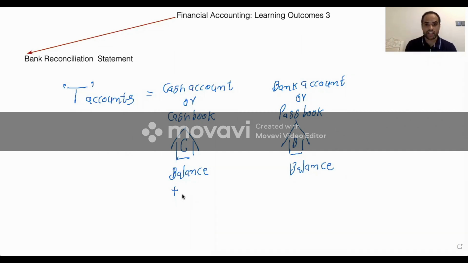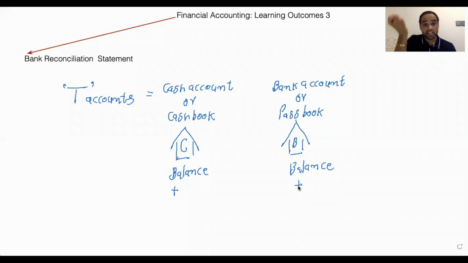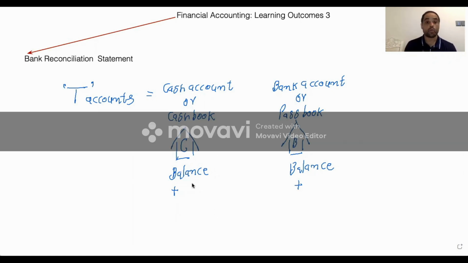What do you do with this cash? You deposit this cash in your bank account. So the bank account increases, right? Same thing. You make a payment to a supplier. So what is the journal entry? Let's say you purchase material and you make payment to the supplier. So purchase material account debit, cash account credit.